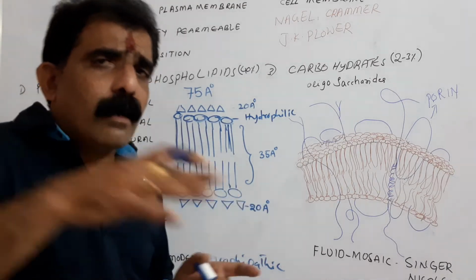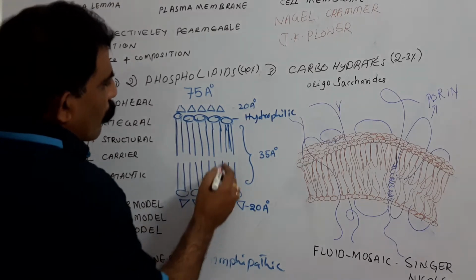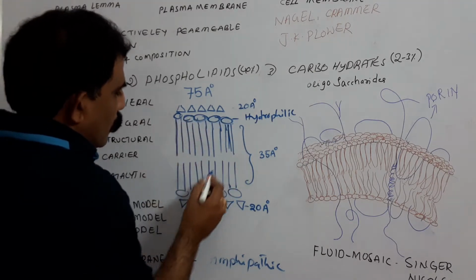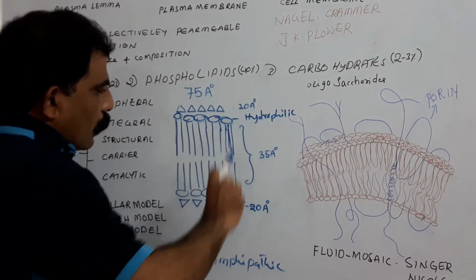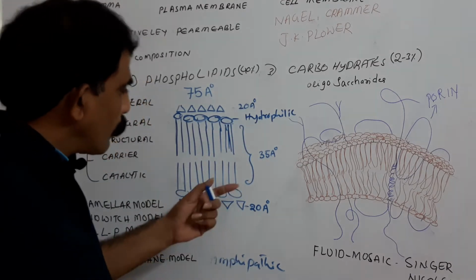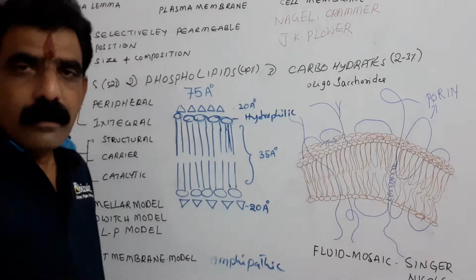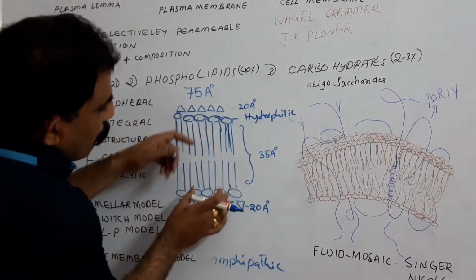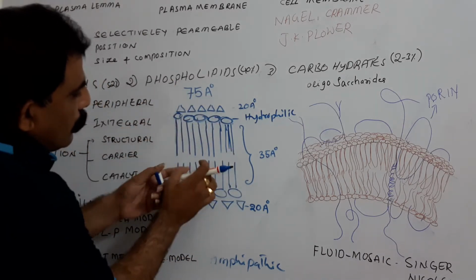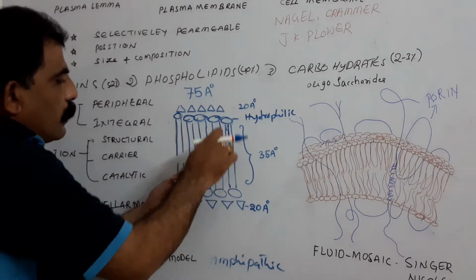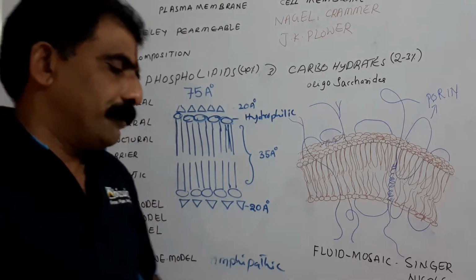Hydrophilic heads are oriented towards the outer side. You can see in this bilipid layer, these are the heads. Heads are oriented towards the outer side, whereas the tails are oriented towards the inner side. So the tails of both the monolipid layers come together here. Means they are oriented inner side, whereas the heads are oriented outer side.